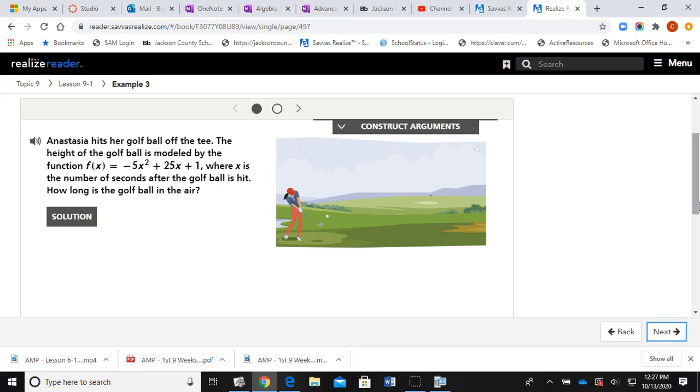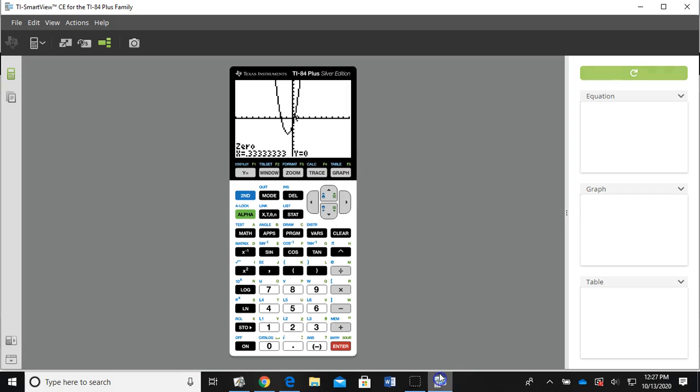So if I go to graph this, negative 5x squared plus 25x plus 1, and I hit graph. There's my golf ball. It went way high and came back down. But I'm not worried about how high it went.